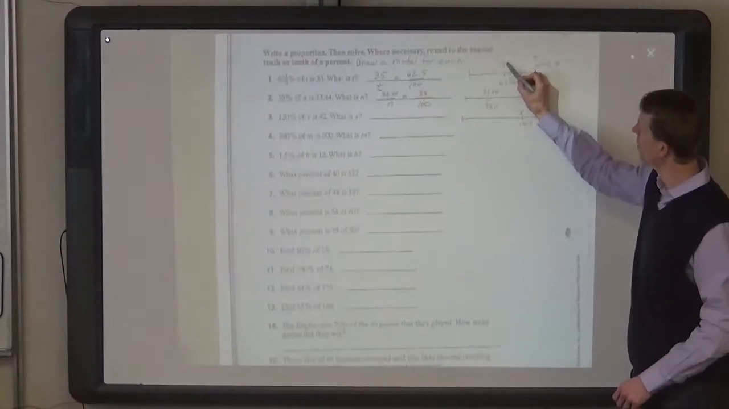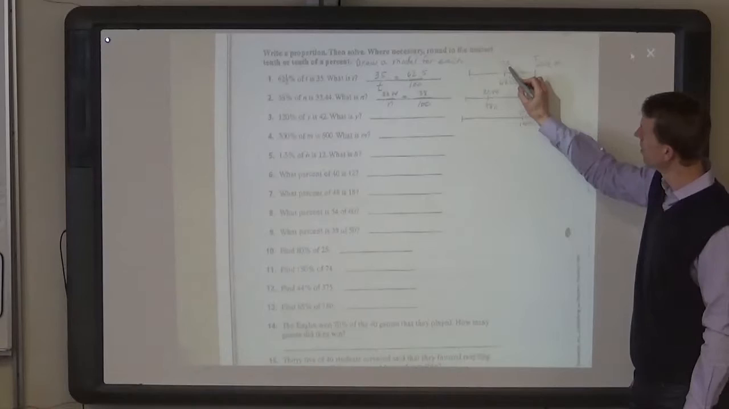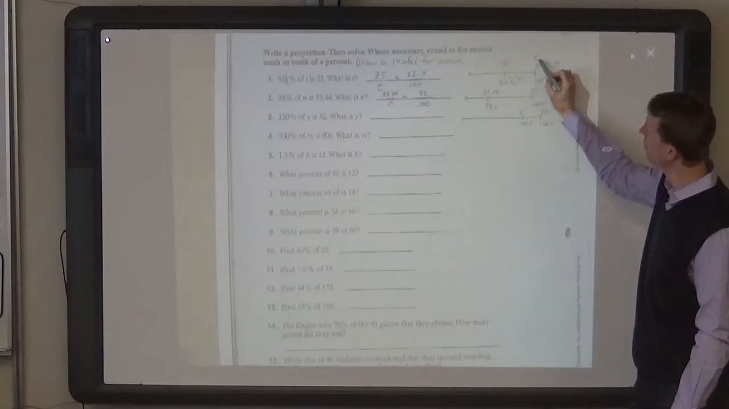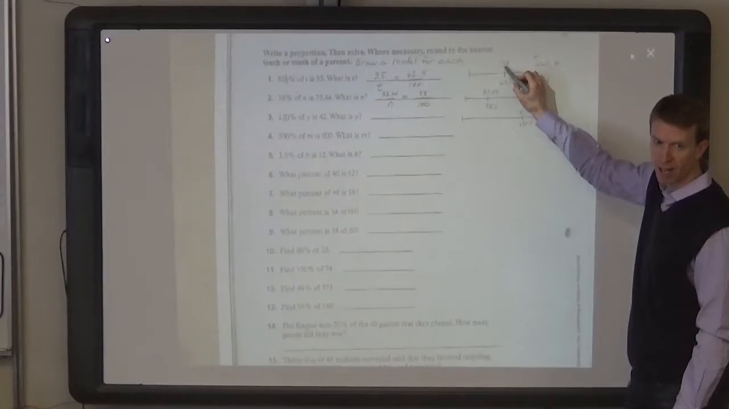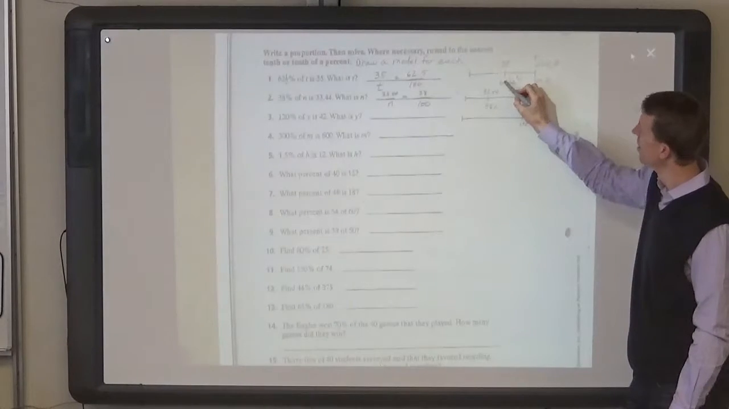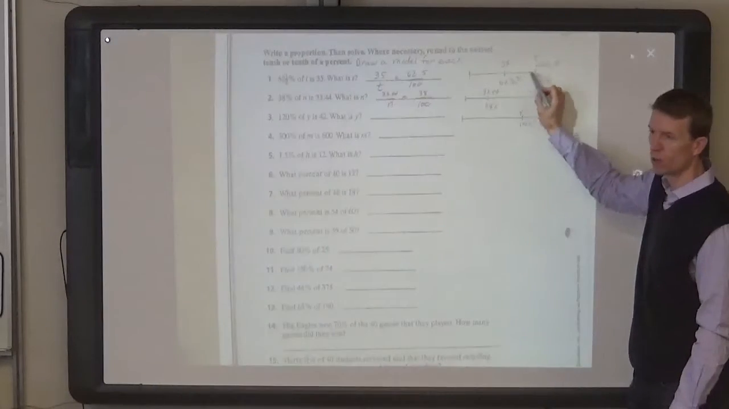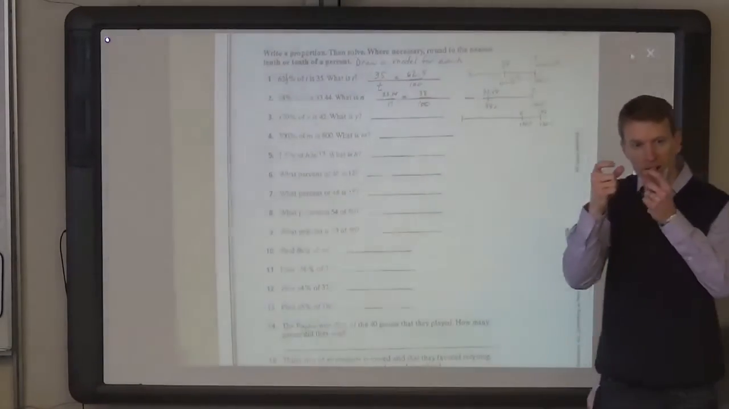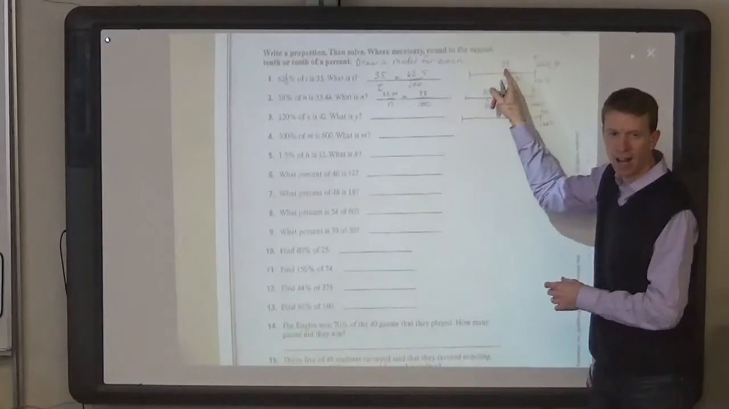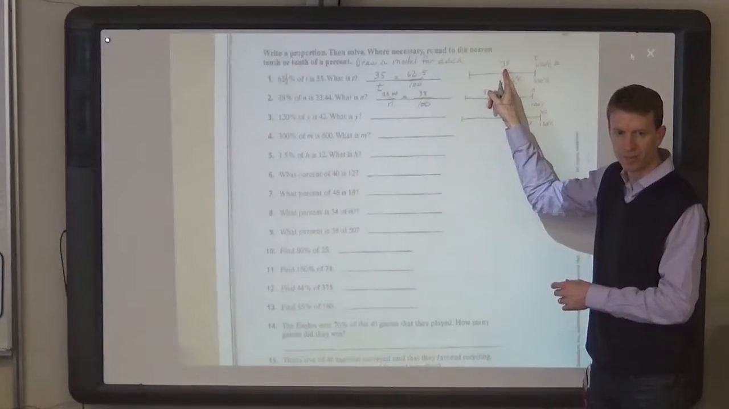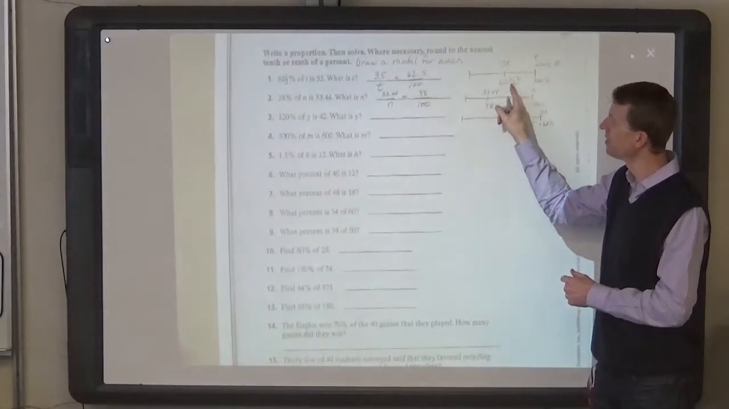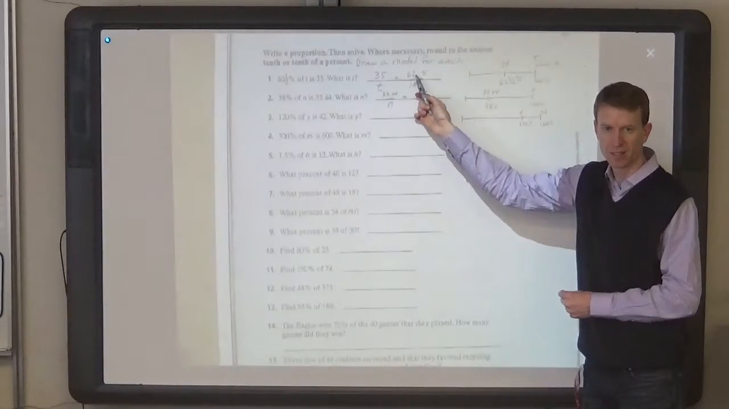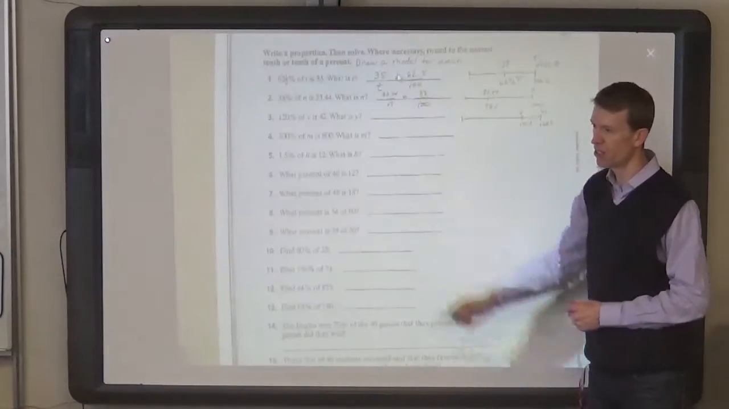And if we look on the model, 62.5% of t is 35. And that tells us that t is the whole number. 62.5% of t, so a part of t is 35. Okay? 35 is equal to 62.5%, so that goes across from 62.5%.